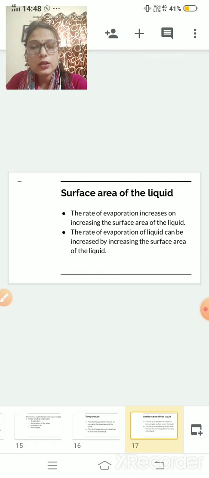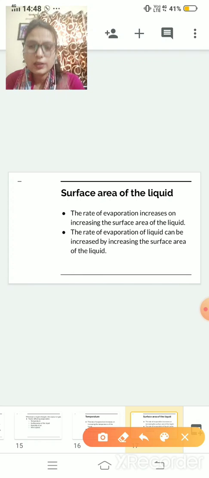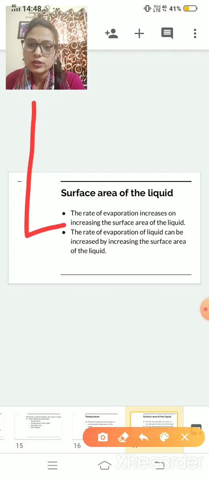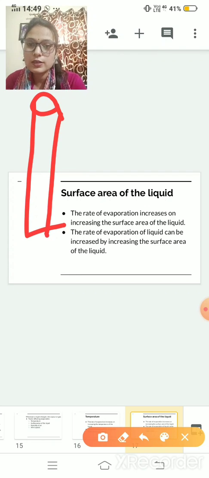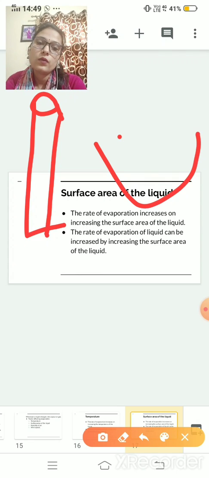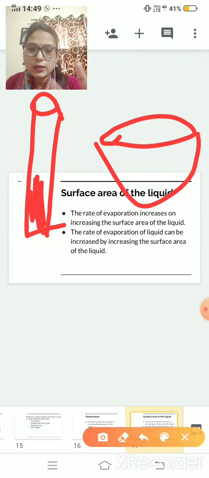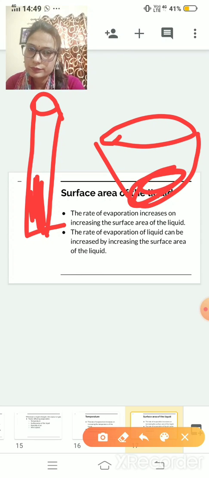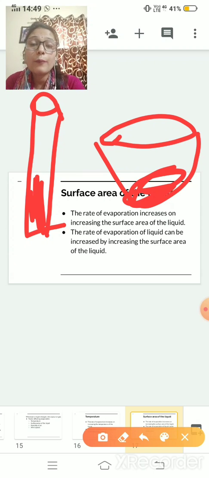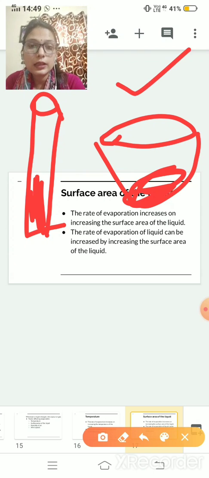The rate of evaporation increases on increasing the surface area of liquid. We will take an example. You have two types of container. One is your test tube, which looks like this, and one is your china dish, which looks like this. Now you put some water in this and this. Which will evaporate faster? This. Why? Because the surface area is more over here as compared to this test tube.